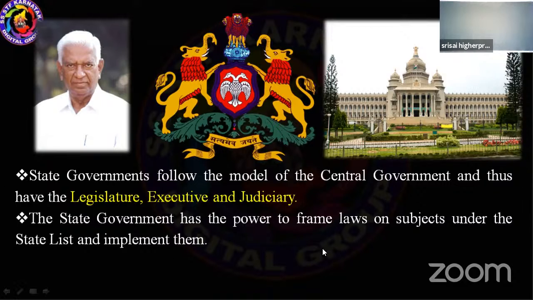Remember that all issues are divided into 3 divisions. First one is the union list, second one is the state list, and third is the concurrent list.